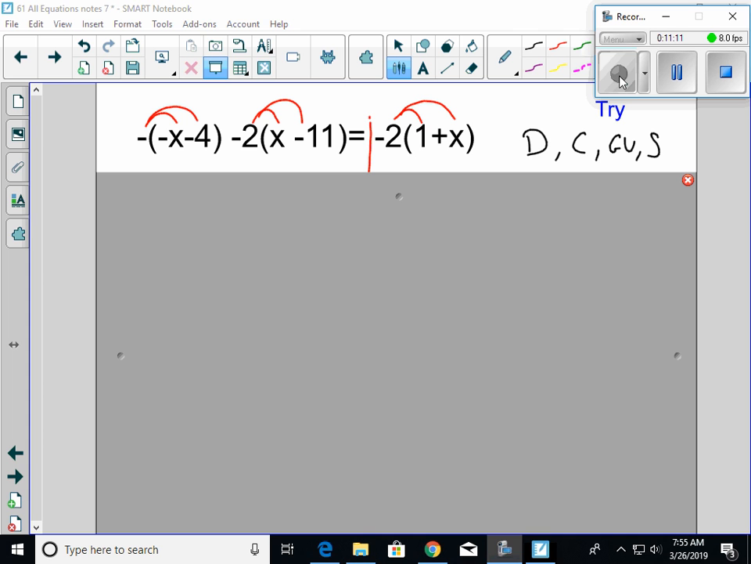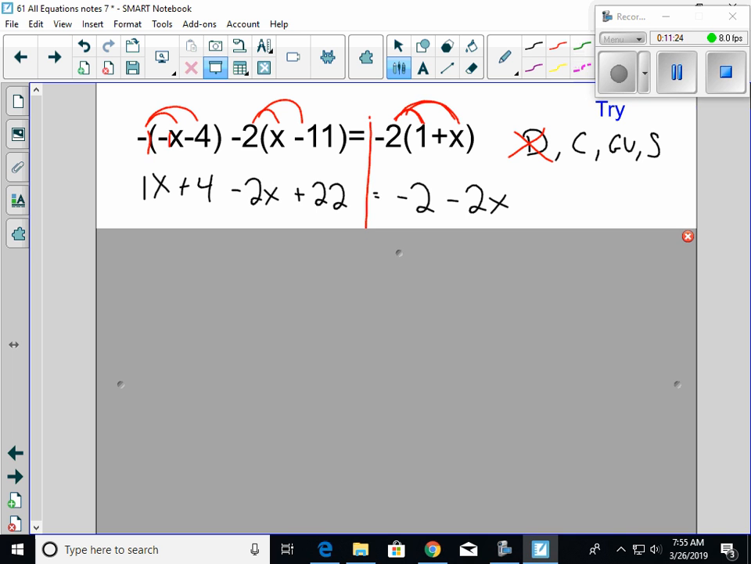All right, on this next one, there was a negative 1 to distribute. Don't forget those 1s and those empty spots. There was a negative 2 to distribute and another negative 2. So a lot of distributing here. Okay, be careful for your signs. It's positive 1, positive 4, negative 2, and positive 22. Combine our x's and combine our constants.